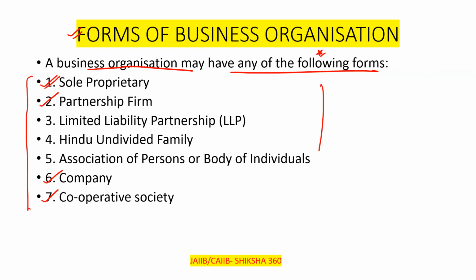On the basis of that, we have to cover 25 to 30 questions. What are the different types of questions you can expect in the examination? From these points, all have to be covered one by one: sole proprietary, partnership firm, limited liability partnership, Hindu Undivided Family, association of persons or body of individuals, company and cooperative society. All these questions I will provide you in your group. You just have to understand the theory here.